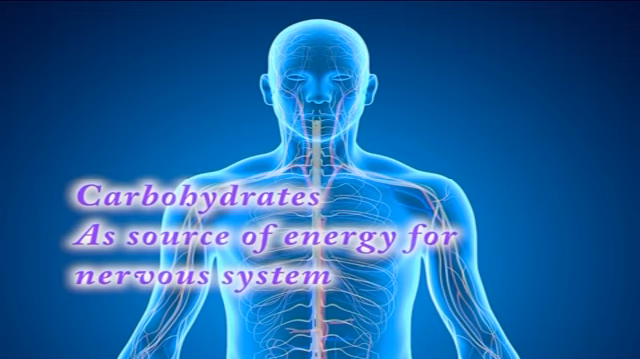Function of carbohydrate as source of energy for nervous system. Glucose is the primary source of energy for central nervous system. Prolonged hypoglycemic condition is known to cause irreversible damage to the brain tissues.